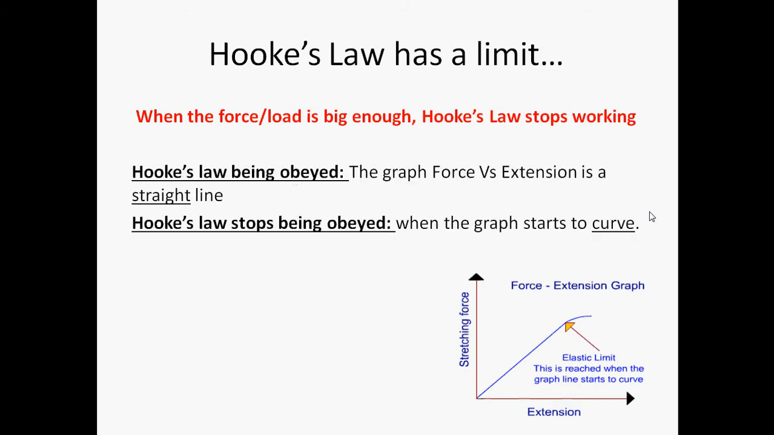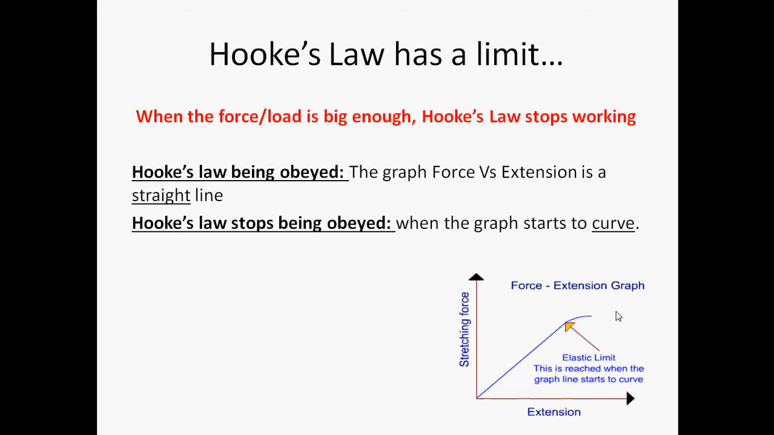So when Hooke's law is being obeyed, the graph of force versus extension is a straight line. So if I put here my numbers for the extension that I get, for the force that I apply, I get a nice straight line. If Hooke's law stops being obeyed, I will know automatically when I do my graph, because the graph stops being a straight line and starts to curve. Now, sometimes you may see a curve going downwards, other times a curve going upwards. So it depends really on the material.